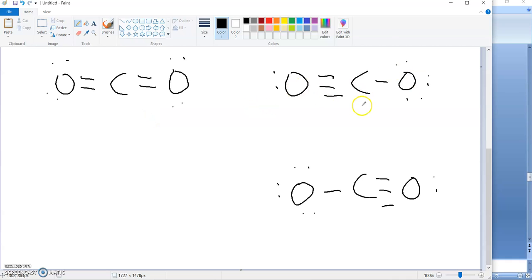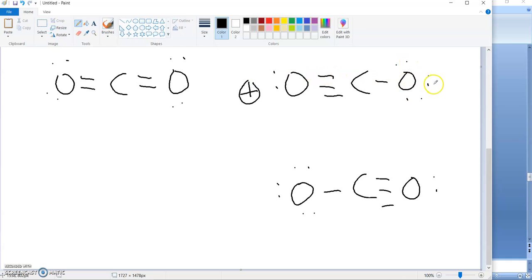What about this one? Well, carbon, 1, 2, 3, 4, it's good. This oxygen, 1, 2 for those 2, plus 1 for each bond, 3, 4, 5. It came in with 6 electrons, it only has 5. It must have a positive formal charge.